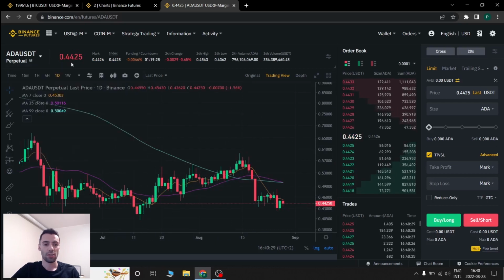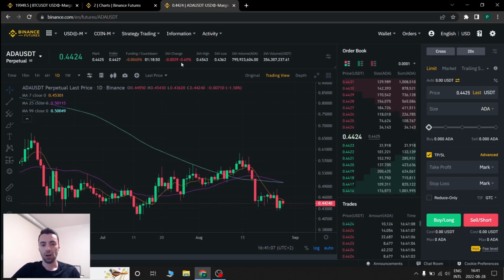The price is around 44 cents. This is the mark price, and we also have it here. This is the latest price that is being traded, and this is the price that trades between supply and demand. And here we have the funding rate countdown, which means in about 1 hour and 20 minutes, it's going to settle the price again based on the spot part and this futures part.